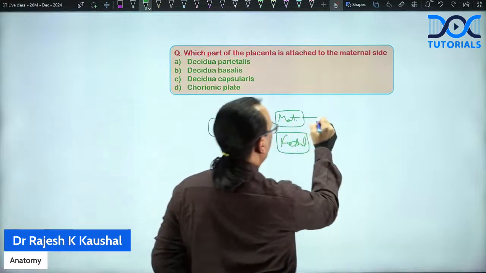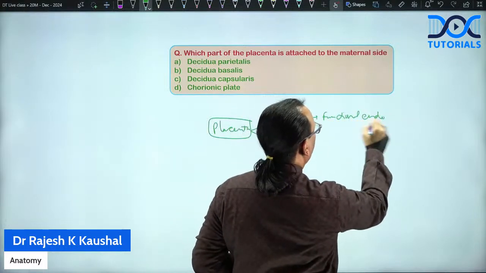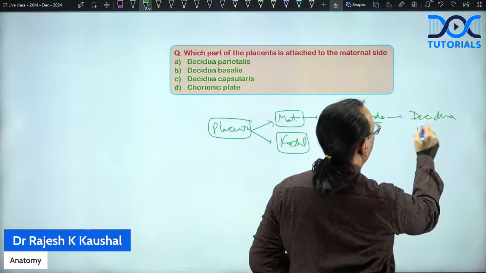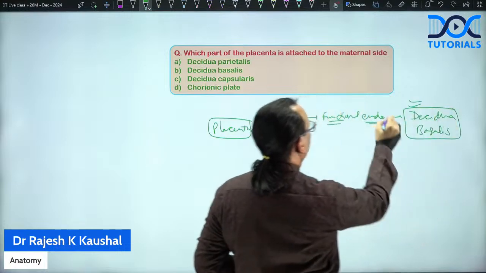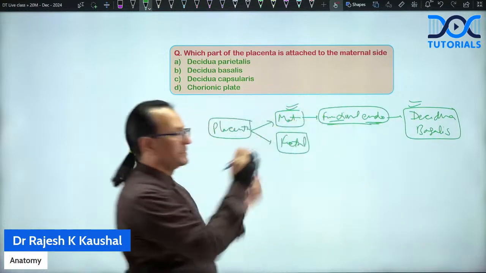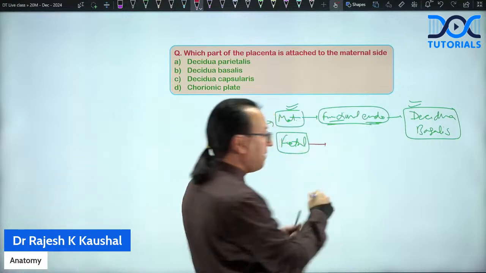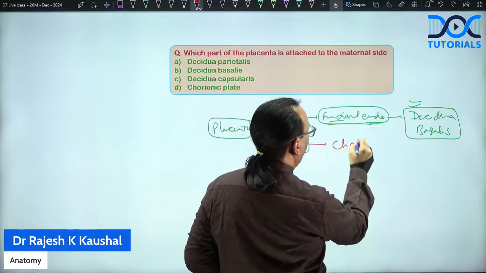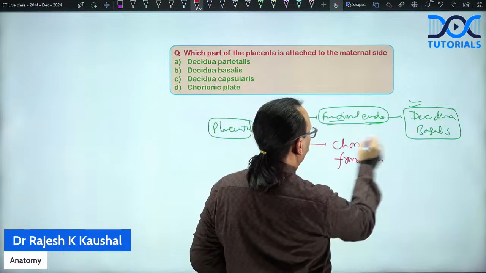So it will be functional endometrium. And what is the name of that functional endometrium? It is called decidua basalis. So it is the functional endometrium which the mother will give for the placenta. What about the fetus? The fetus has some membranes, and it will form what is called the chorion frondosum. Chorion frondosum is the component that the baby will give.